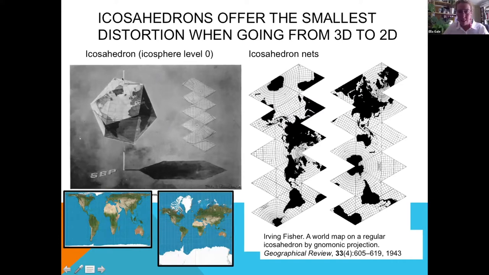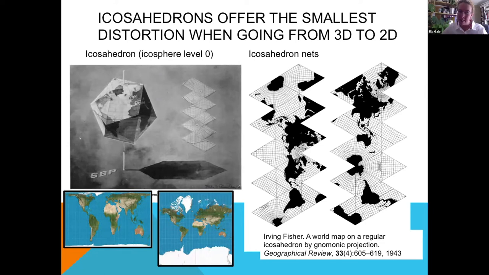So if you have a sphere, so you have a 3D object, it's a sphere, it's a globe, and you want to make a 2D version of it, so you want to unfold it somehow. Now, if you look at the pictures at the bottom, you see these two methods of unfolding a three-dimensional curved object.